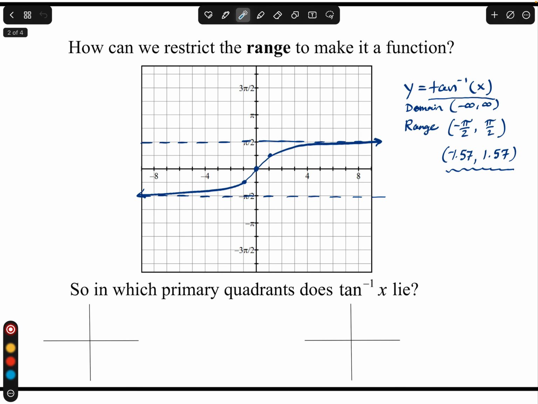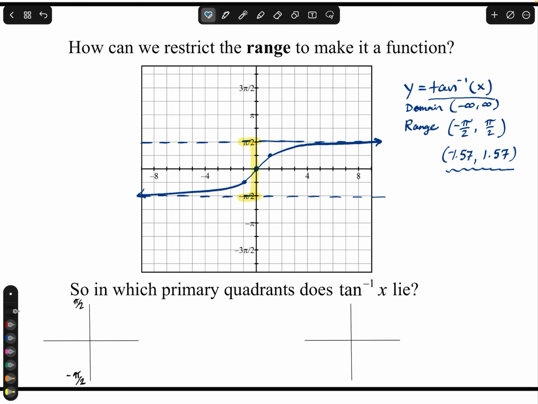So the next question is, in which primary quadrants does the inverse tangent lie? As we think about what we did yesterday with inverse cosine and inverse sine, what quadrants they lived in, we're going to do something similar with tangent. So let's look at our values, from negative pi over 2 to pi over 2. If we're thinking about a unit circle, where would those values be? Well, it looks just like our inverse sine function. This would be negative pi over 2 down here, and we'd be at pi over 2 up here.